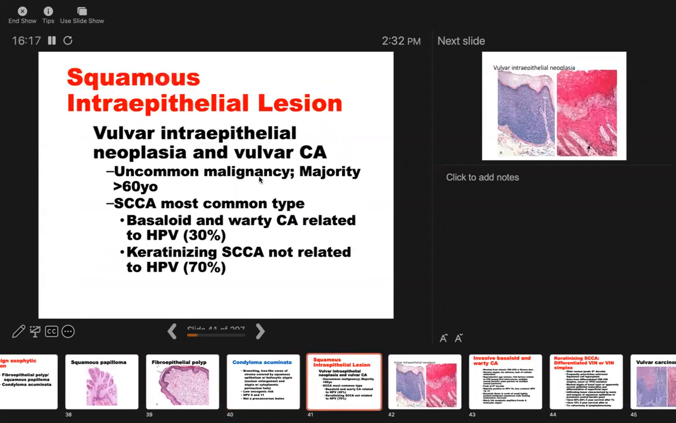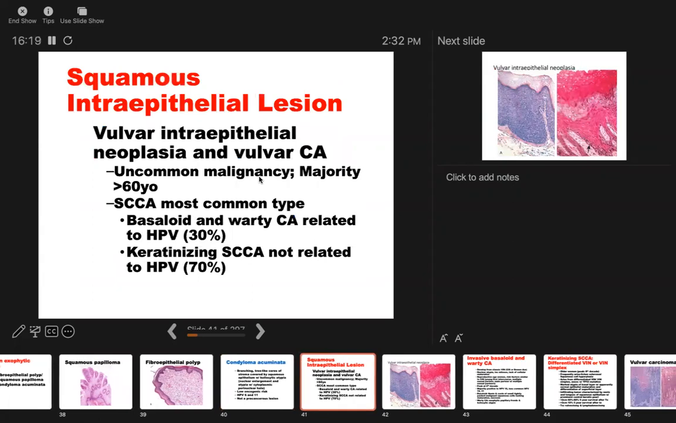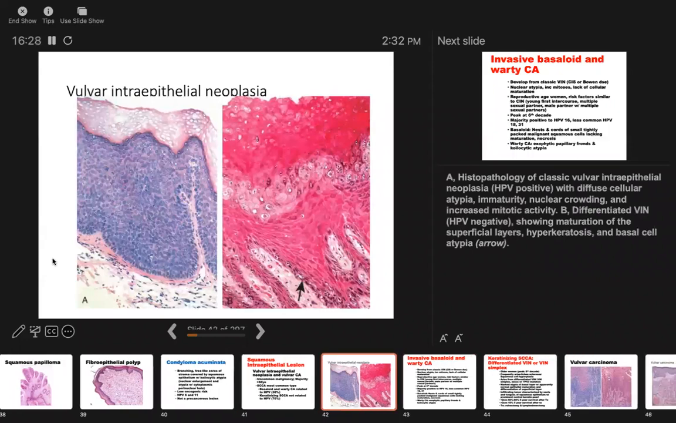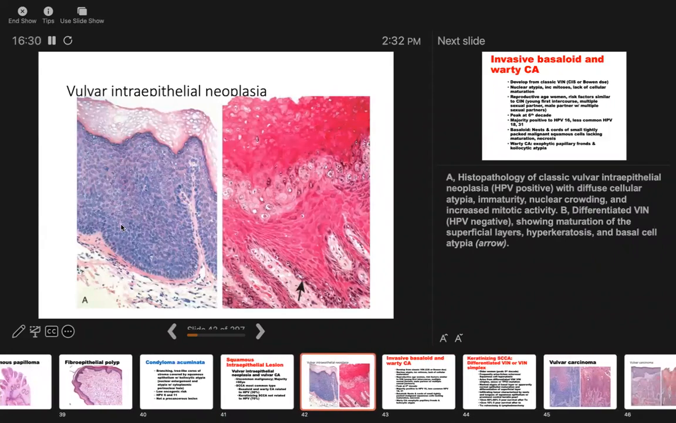Now, when you are studying the vulva, you also have what you call intraepithelial neoplasia. When you say intraepithelial neoplasia, the atypia is basically confined within the squamous epithelium. So like in this case, this is what you call vulvar intraepithelial neoplasia, because the atypia is confined in the full thickness of your epithelium.